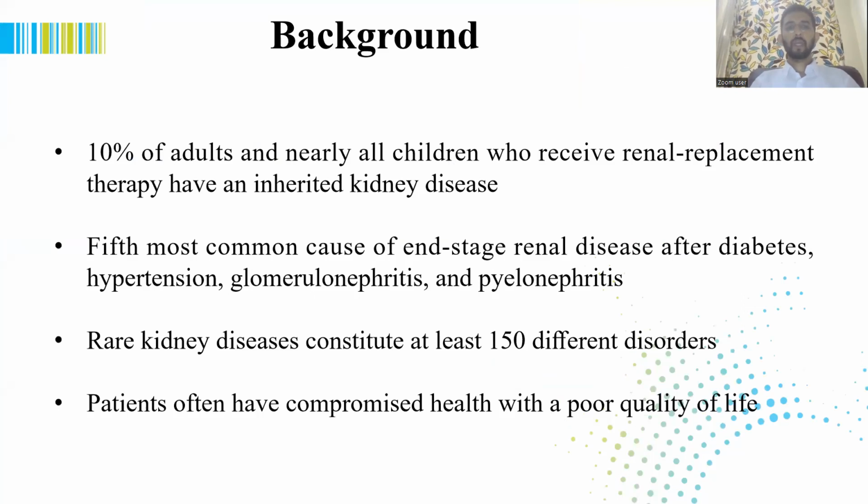So, if we go to the background of kidney disorders, about 10% of all adults and nearly all children who receive renal transplant therapy have an inherited kidney disease. It is the fifth most common cause of end-stage renal disease after diabetes, hypertension, glomerulonephritis, and pyelonephritis. Rare kidney diseases constitute at least 150 different disorders. Patients often have compromised health with a poor quality of life.